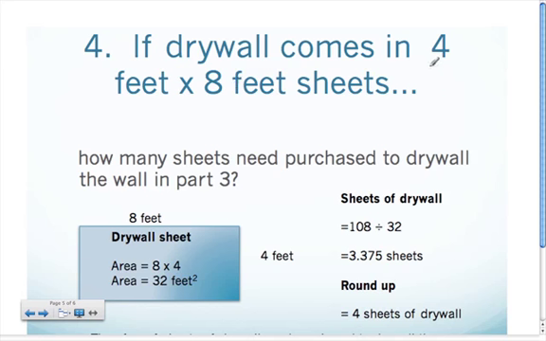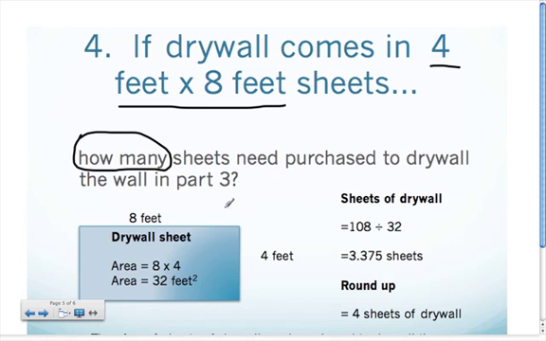Now, we've got this 108-foot squared wall, and we have to buy drywall sheets, and they don't come in that size. So we have to figure out how many 4x8 sheets will fit into that wall. So key term here, you're going to circle the words how many.